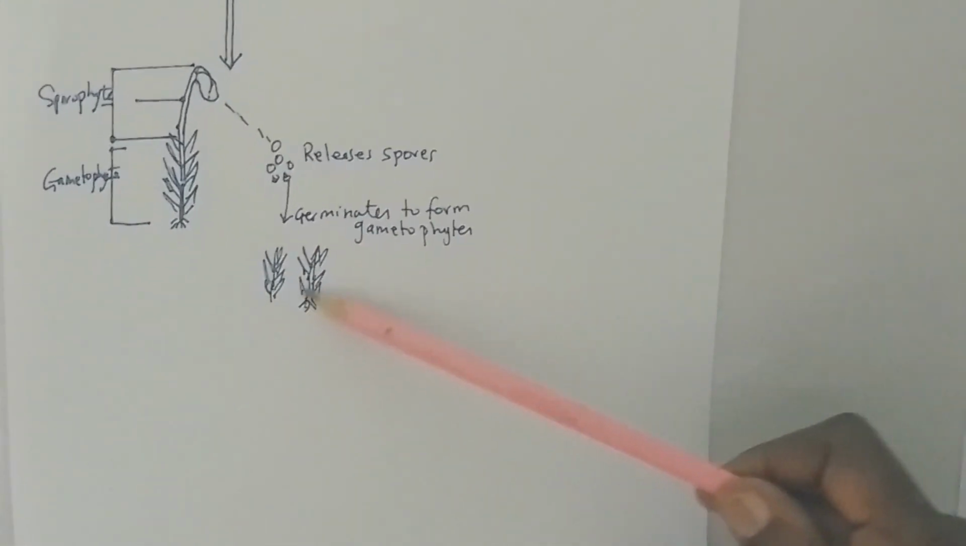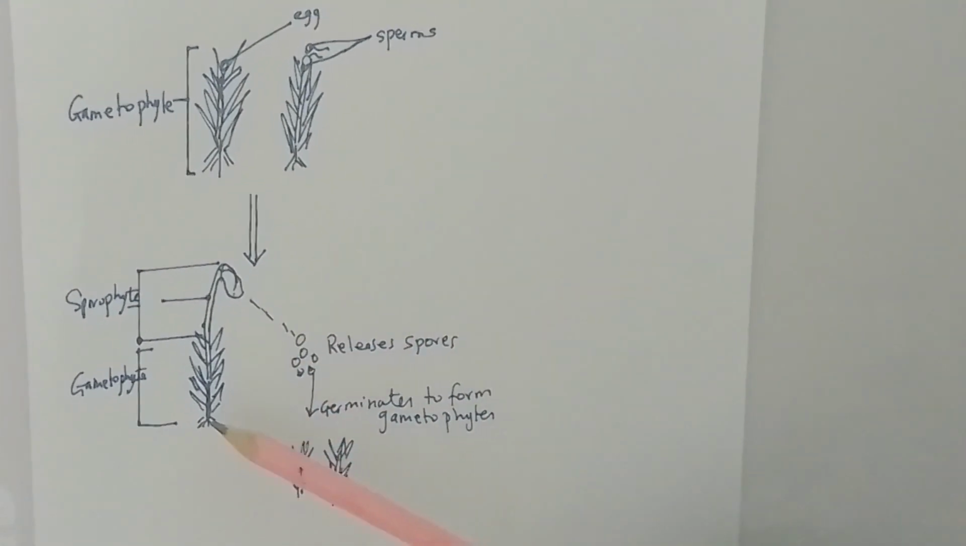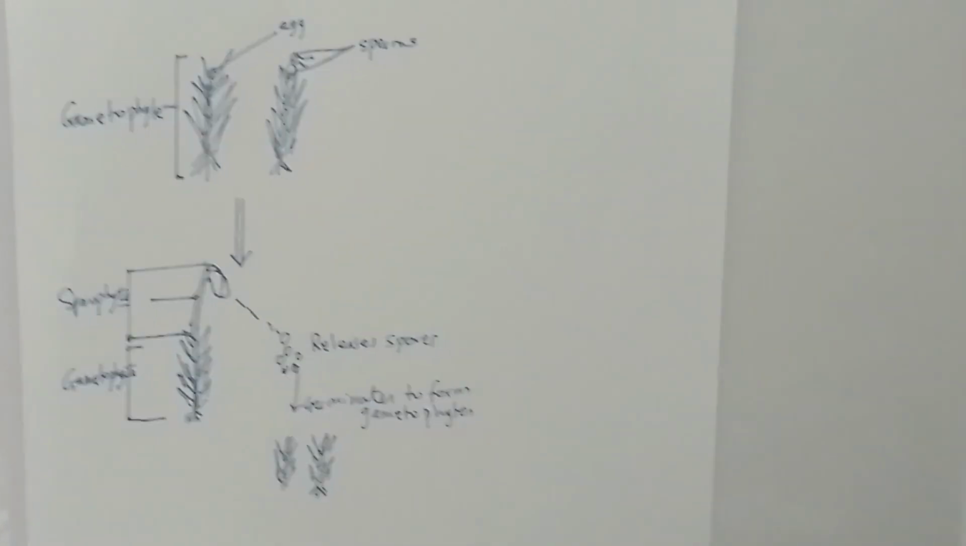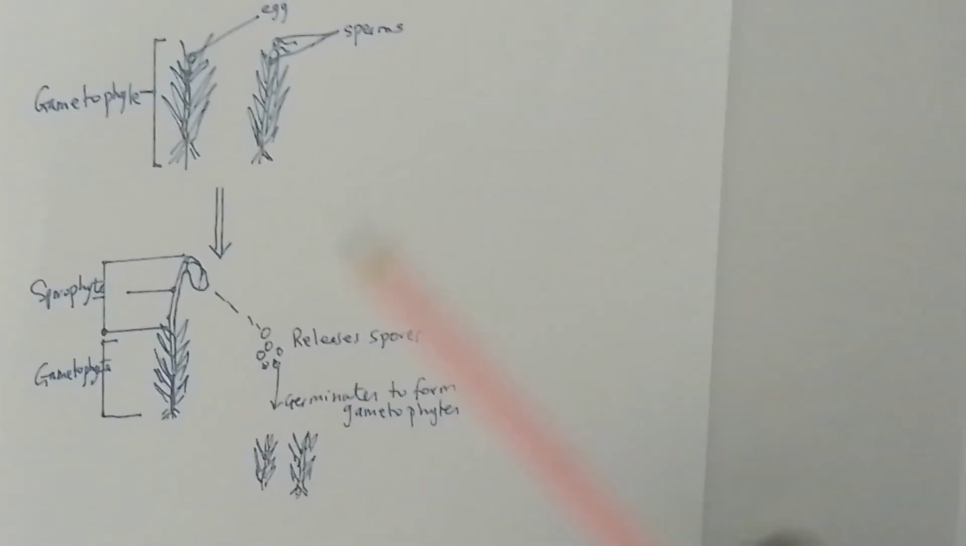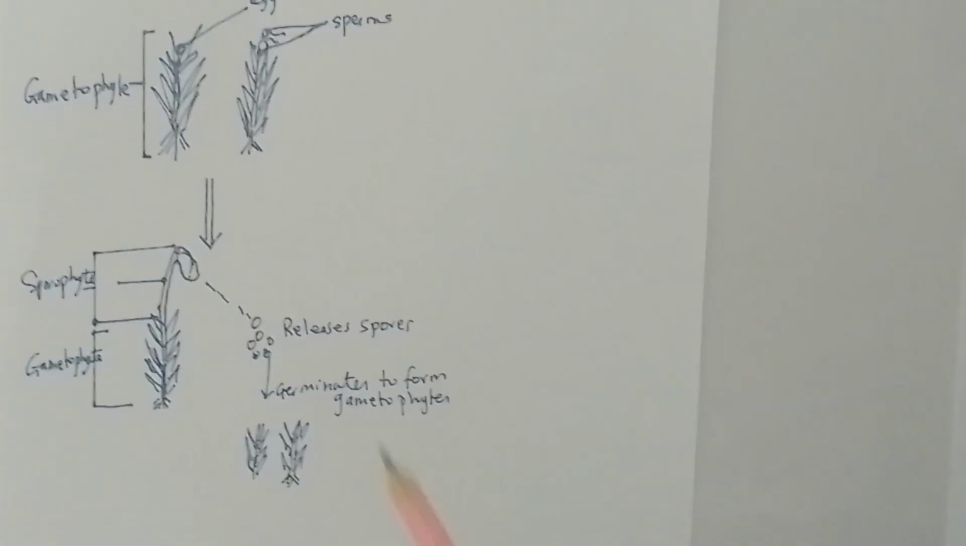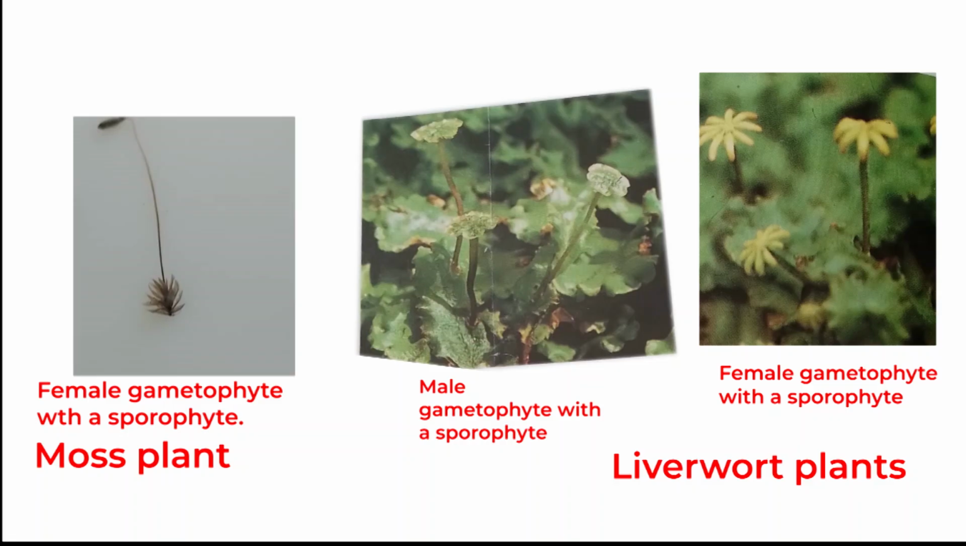And the gametophytes will also reproduce and go on to form more sporophytes. So that is bryophytes. It takes place in both mosses and liverworts. In mosses, the sporophyte forms only on the female gametophytes. In liverworts, the sporophytes form separately: male sporophytes on male gametophytes, female sporophytes on female gametophytes.